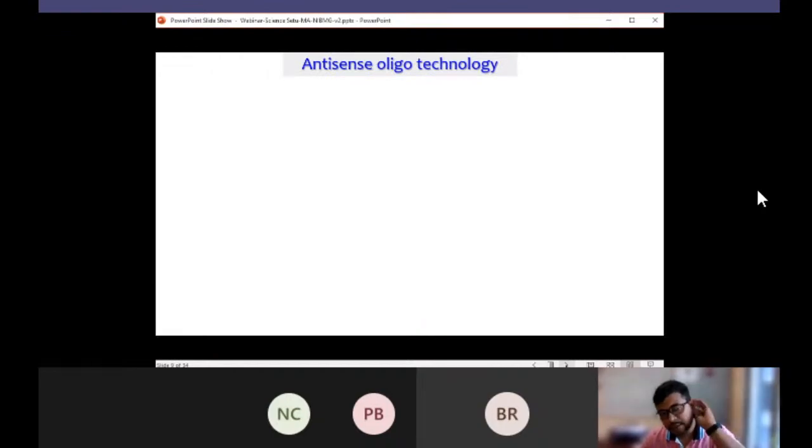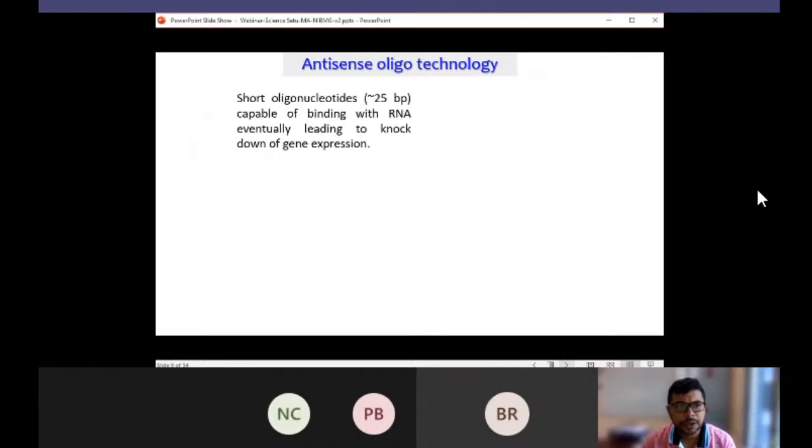Again, another important method is antisense oligonucleotide technology that has been used. We have been using this for the treatment of many rare diseases, mostly neuromuscular diseases. This is a short oligonucleotide capable of binding with RNA, eventually leading to knockdown of the gene expression.